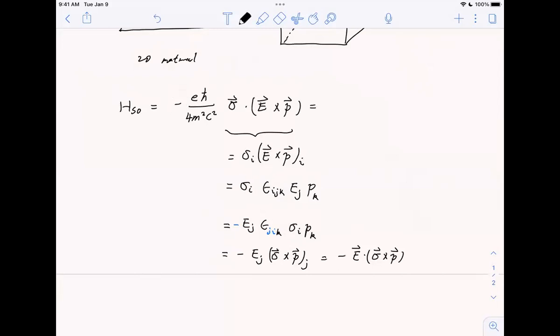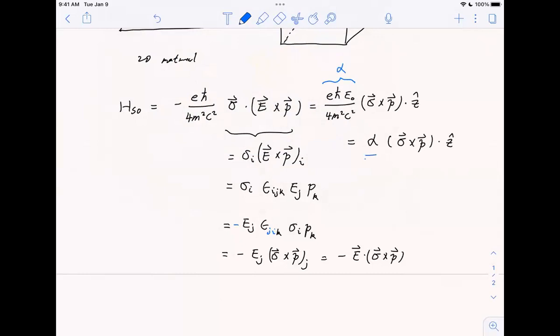So you have E h bar over 4m squared c squared, sigma cross P dot Z. Okay. Then you can just use a parameter. So you just group this whole thing as alpha.